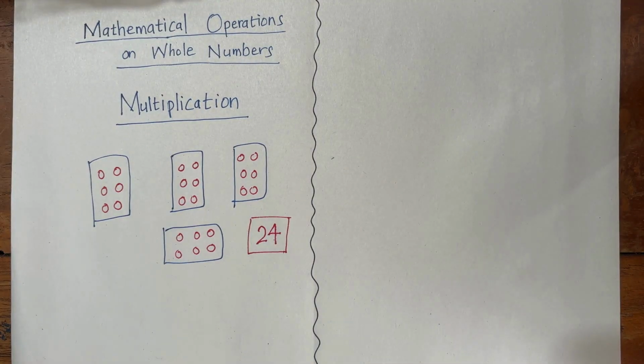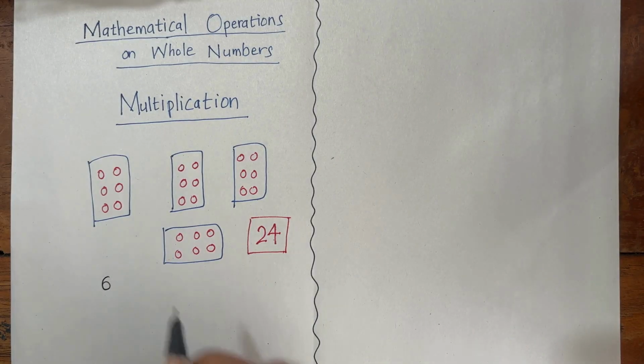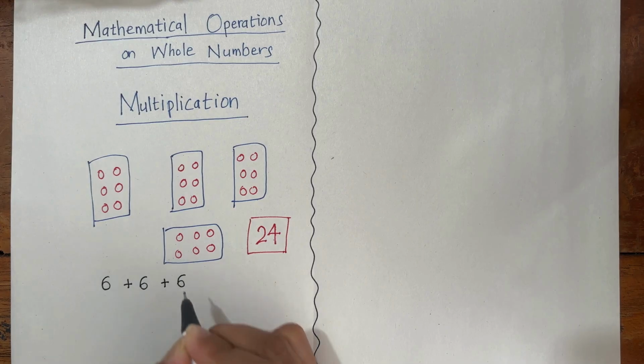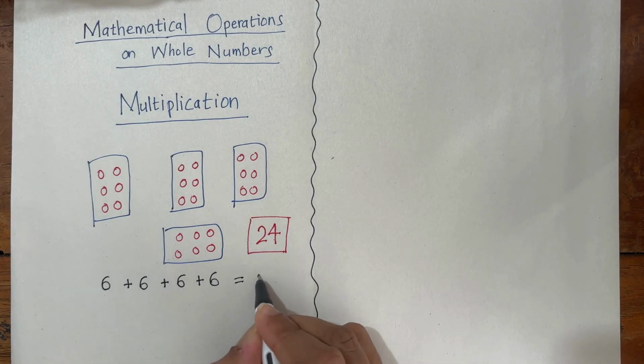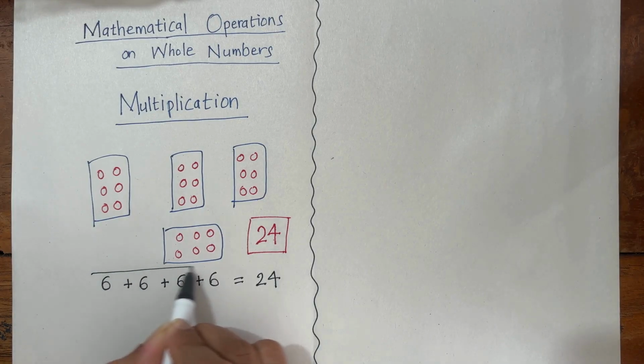We can understand this like this also. We have 6 and we have another 6. Another 6. Altogether we have 4 sixes. Okay, so what is the value of this? When we add all these together, we get 24. So you know this is addition.